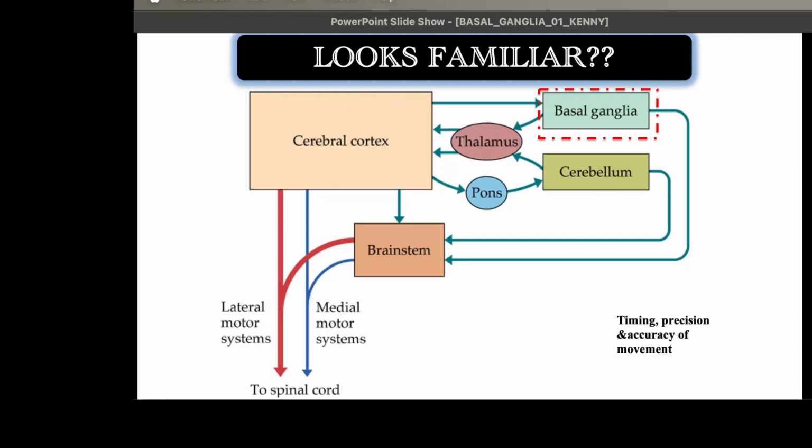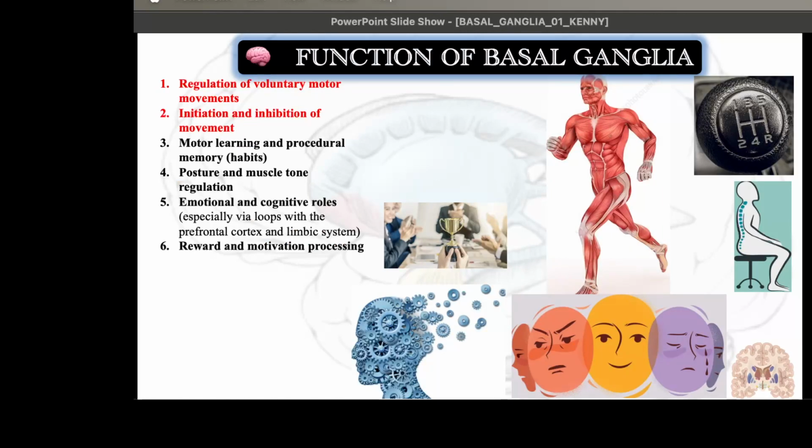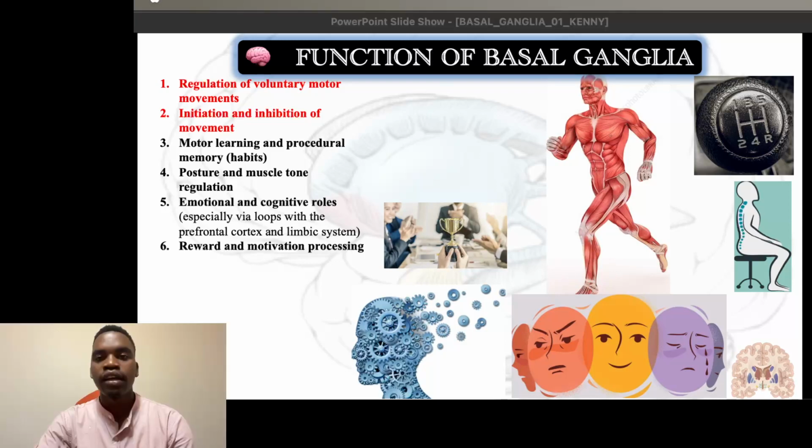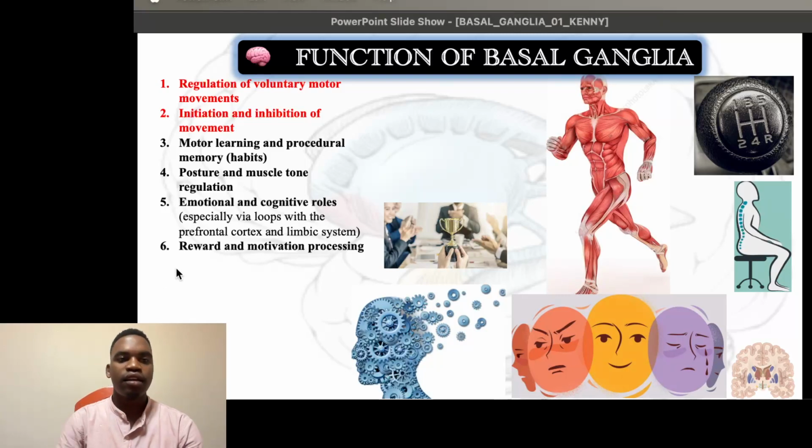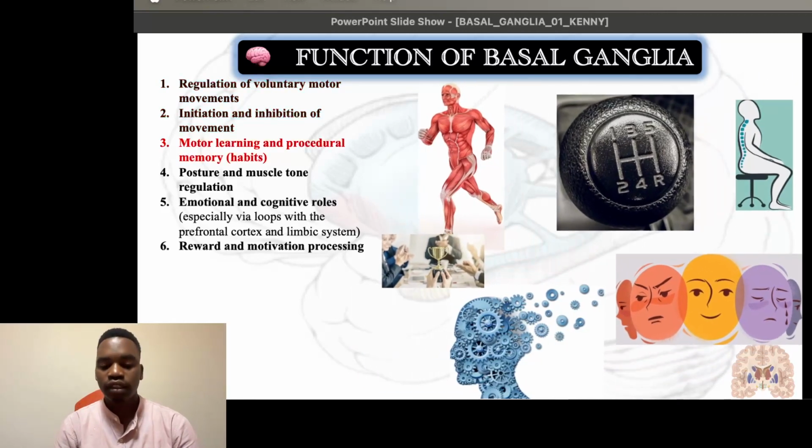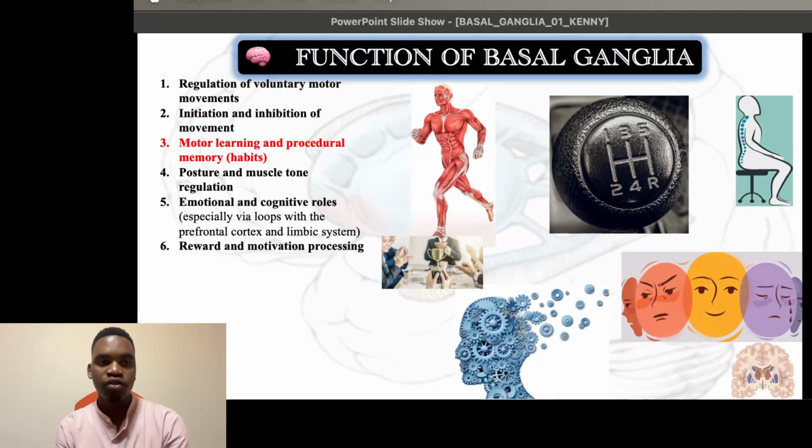So today we're going to discuss the basal ganglia. Among the most obvious functions of the basal ganglia is regulation of voluntary motor movement. No wonder, because it receives orders from the cerebral cortex, and then it is translated to initiate movement. So initiation and inhibition of movement is being done by the basal ganglia. Then, as we've said, turning habits into memory is also being done by the basal ganglia.